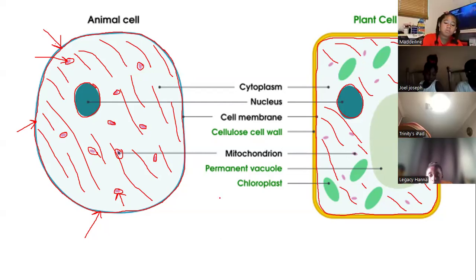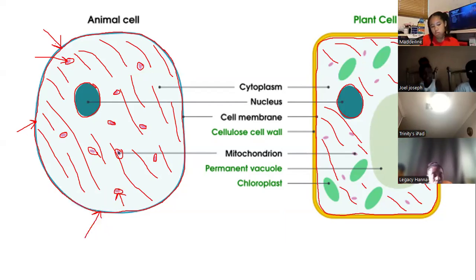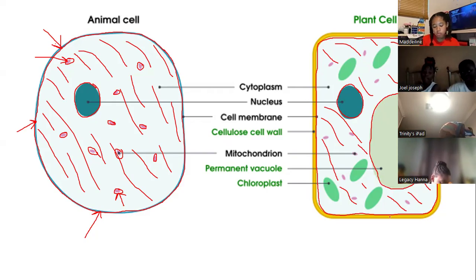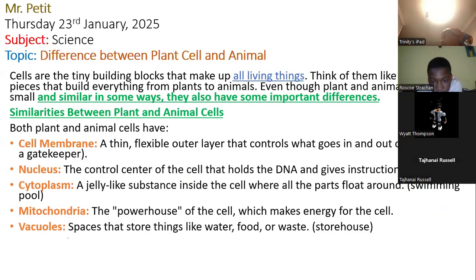So the next one is we have this structure here. What is this? Vacuole. The vacuole. Very good. The vacuole is what? The vacuole stores food, waste, and water. Very good. The vacuole is a storage place. So let's go back to our notes.